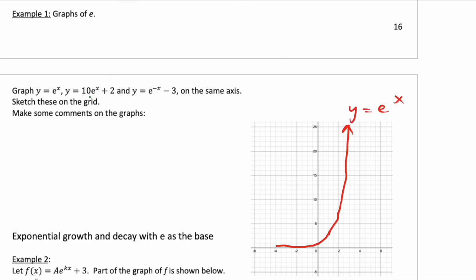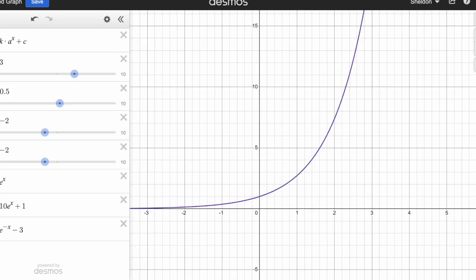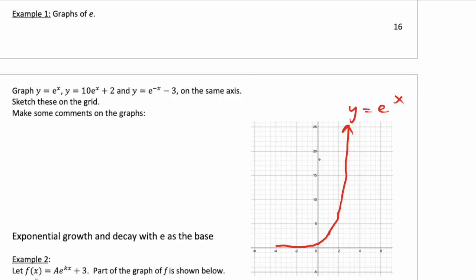And let's do 10 e to the x plus 2. So 10 is going to be a lot steeper. A lot steeper, and the y-intercept is going to be 12, since 10 plus 2 is 12. So it goes up to 12, and it's just a lot steeper, but it still has a horizontal asymptote at y equals 0. So that's y equals 10 e to the x plus 2.